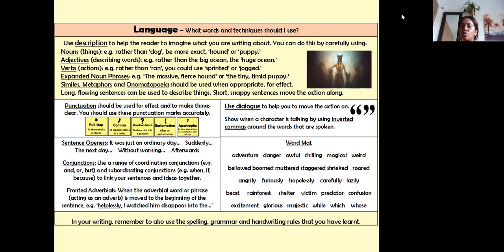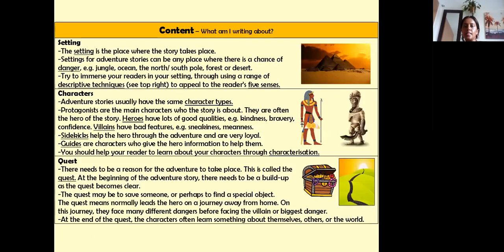The use of dialogue to show when a character is talking by using these inverted commas around the words. So around what's spoken, the words will be going in between that. And a word map underneath, which has a little bit of words for you to use if you need to, just an idea of some different types of language that you can use. So in your writing, remember to use the spelling, grammar, and handwriting rules that you have learned.